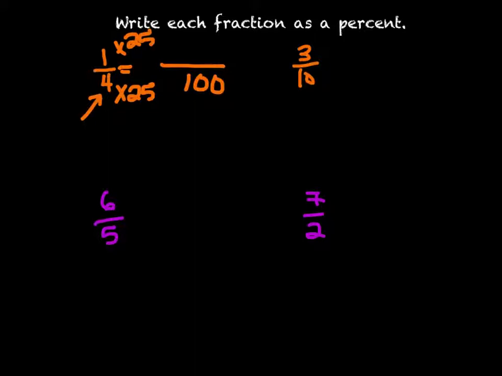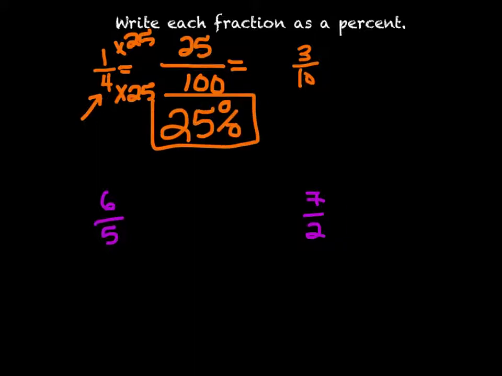So we get 1 times 25, which is 25. So that means 25 out of 100 is 25%. 1/4 is 25%. Now you're probably like, Ms. Beardsley, that's so easy. Of course I know that. Well, you guys are amazing.